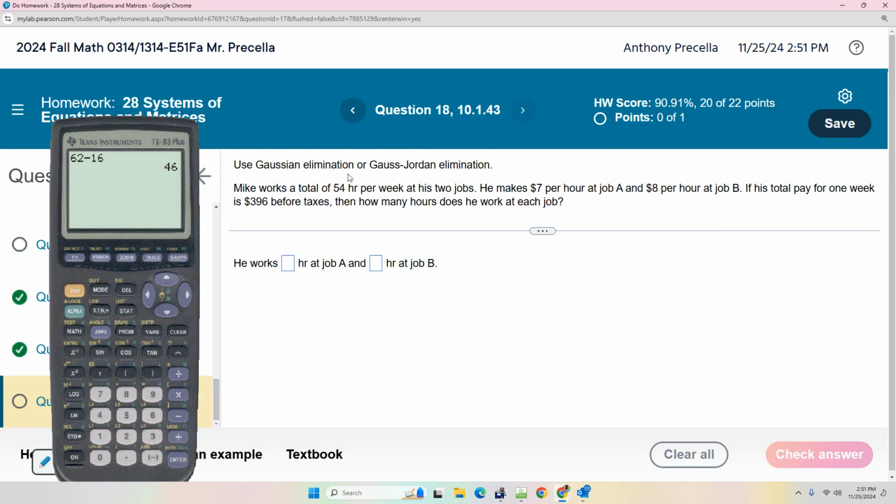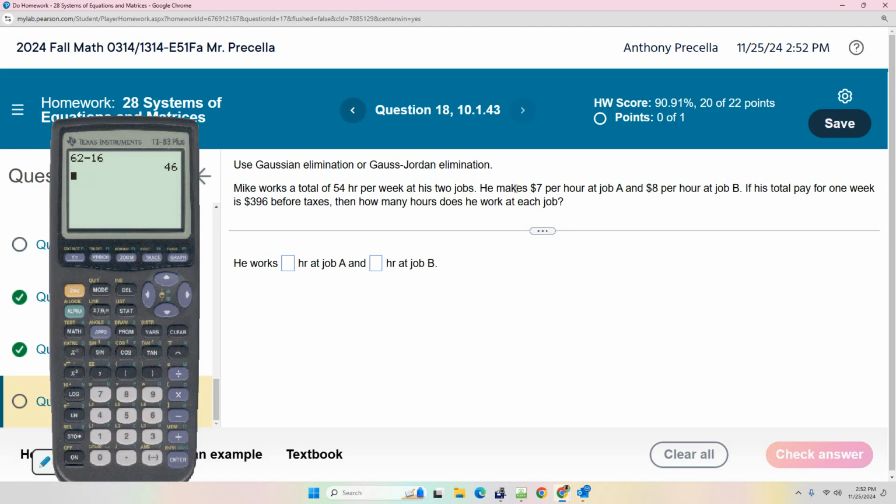Why do these instructions say that? Just ignore those instructions. We're not using Cramer's rule. We're not using Gaussian elimination. But we're going to use elimination, substitution, or Cramer's rule. Mike works a total of 54 hours per week at his 2 jobs. He makes $7 per hour at job A and $8 per hour at job B. If his total pay for 1 week is $396 before taxes, then how many hours does he work at each job?